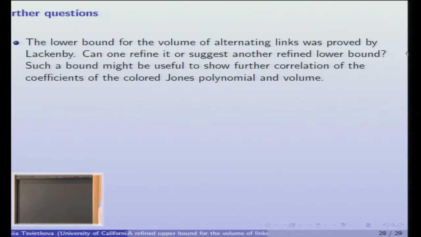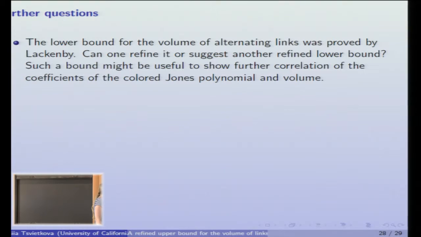So, are there any questions on the bound itself? All right, so let me tell a bit about further questions and what we're looking at now and what we'd like people to look at.